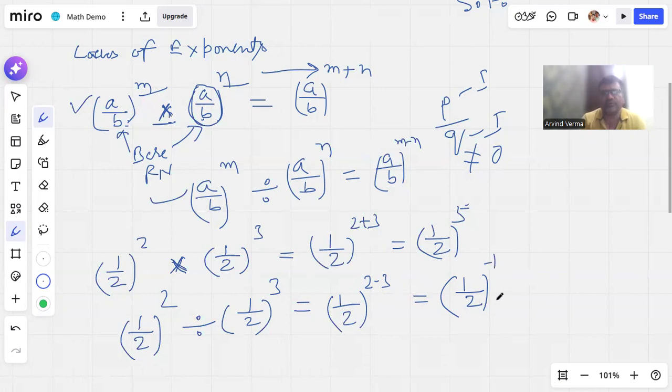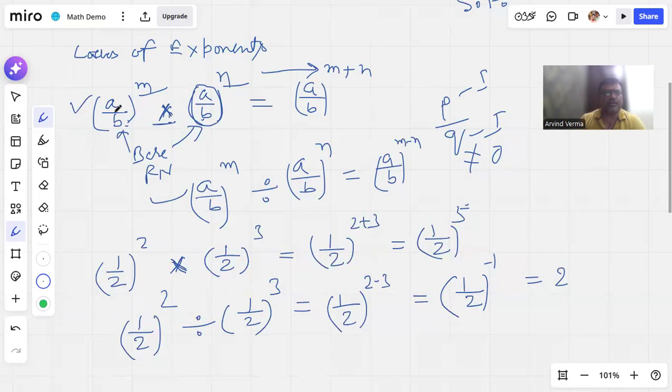And later on we will discuss, I am writing here it is equal to 2. How it comes to 2, I will discuss separately. But for this time, 1 upon 2 raised to the power minus 1 is 2. I hope this is clear.